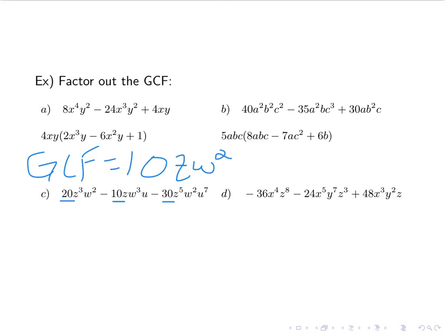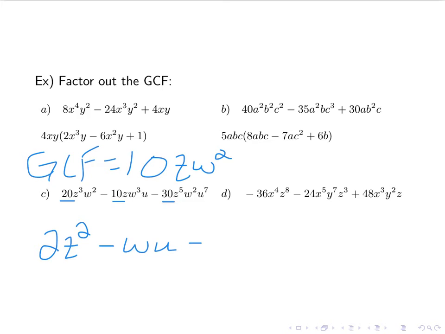Okay. When I divide out my first term by my GCF, I'm left with a 2 and a z squared. The w squareds cancel. My second term, the 10's cancel, the z's cancel, 2 of my w's cancel, leaving me with 1, and my u.